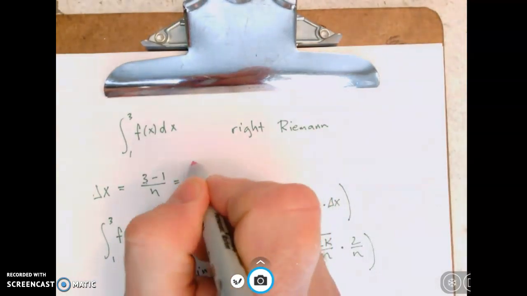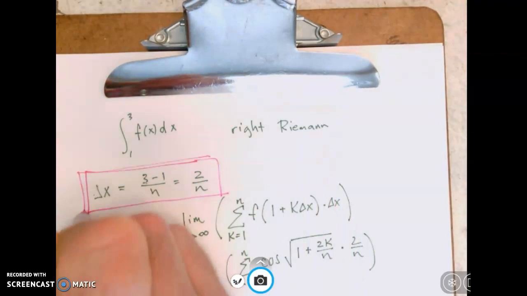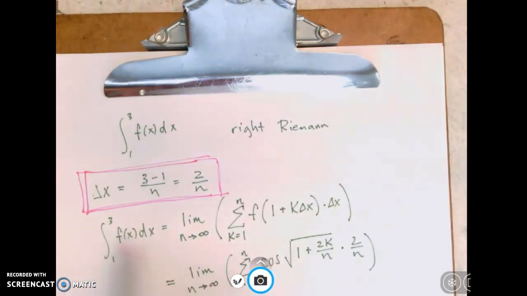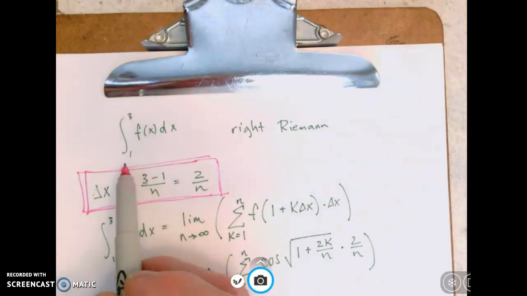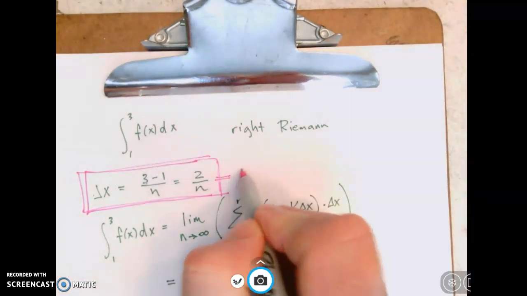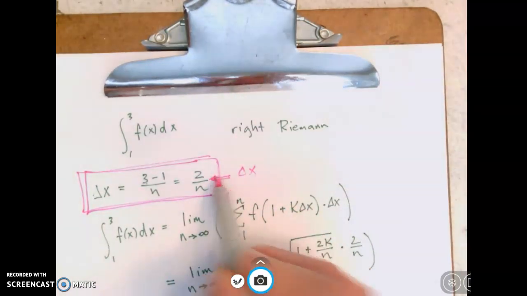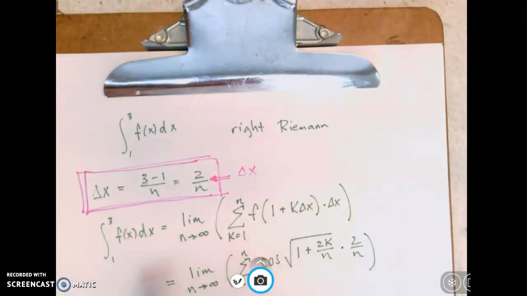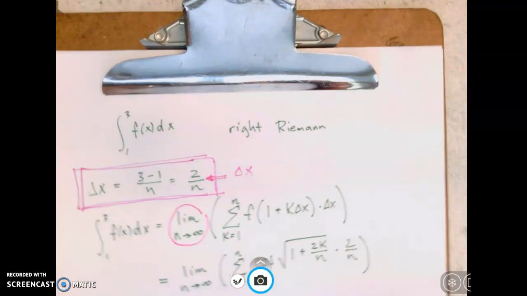When we use a limit, delta x becomes dx, which is an infinitely small change in x. Our delta x is equal to our interval, 3 minus 1, divided by n, or 2 over n. So that is our delta x. This is going to be common throughout: the limit is going to be the limit as n approaches infinity.